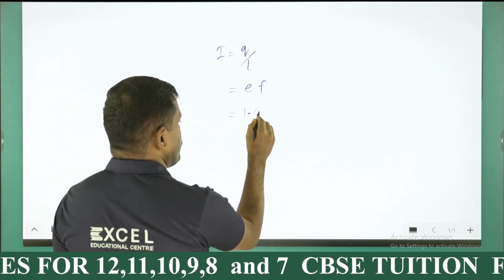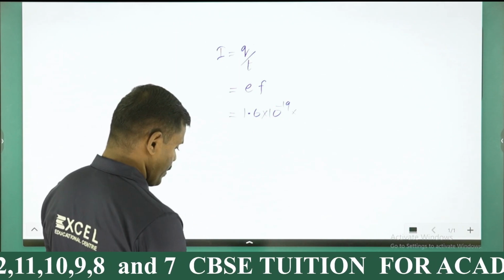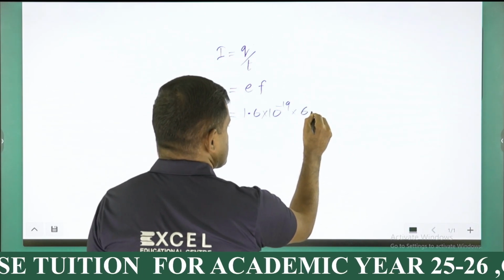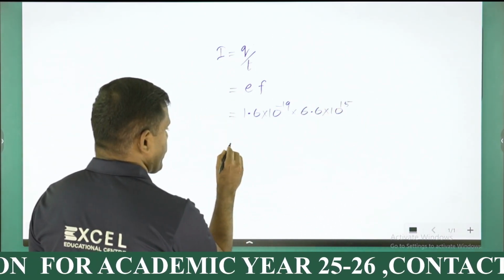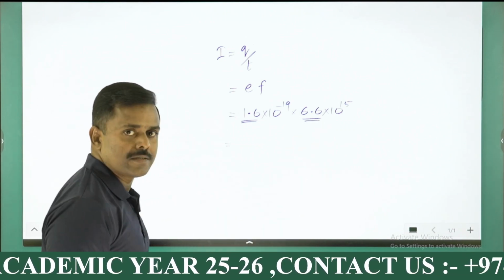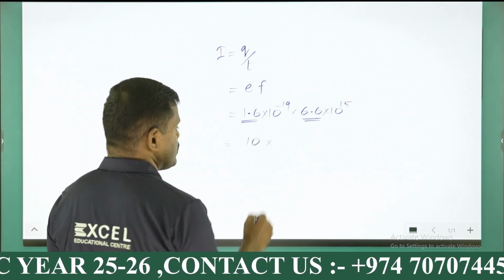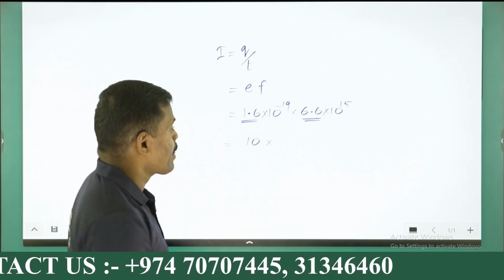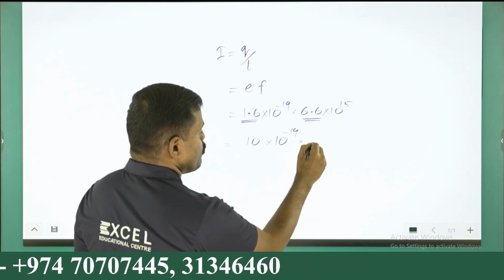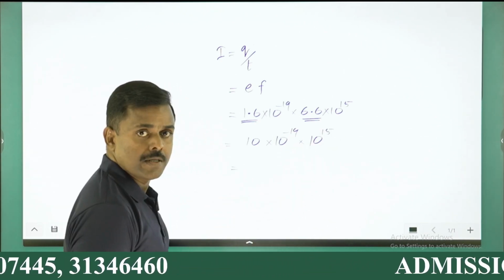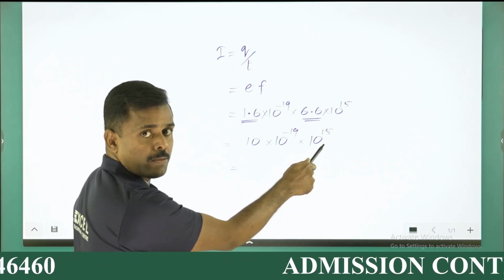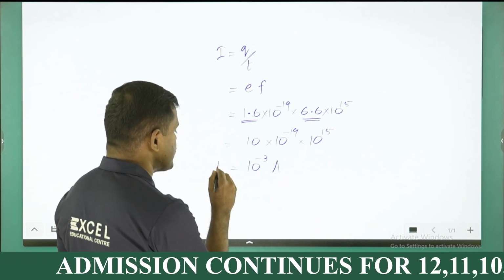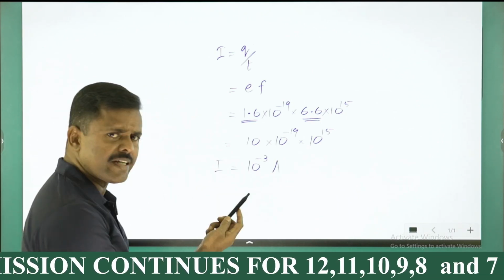Charge of electron is 1.6 into 10 power minus 19, into frequency, which is given as 6.6 into 10 raised to 15. Take 1.6 into 6.6. That's roughly 10. 16 sixes are 96, so that's very close to 100. So it's like 10, with the 10 power minus 19 and 10 power 15, giving 10 power minus 4, with the 10 power minus 3 from that. So it is roughly 1 milliampere. The current is 1 milliampere. It's a standard value.